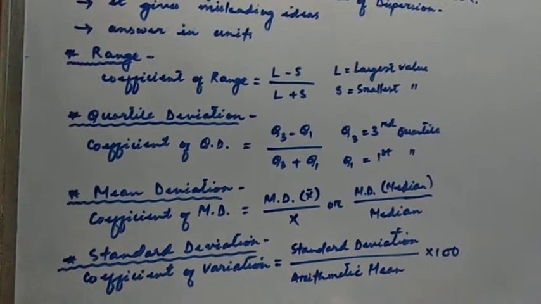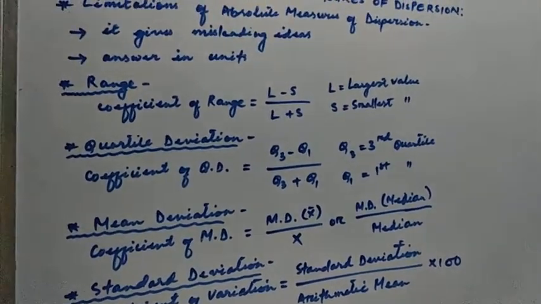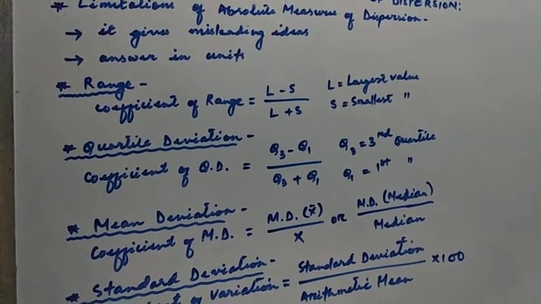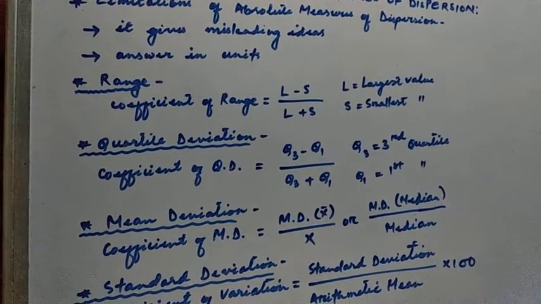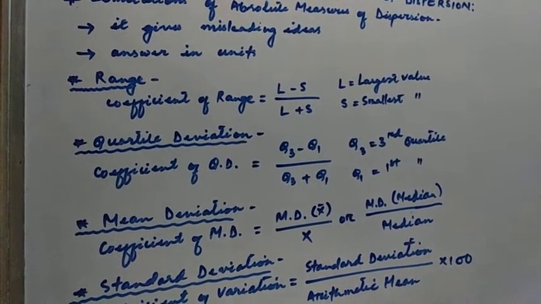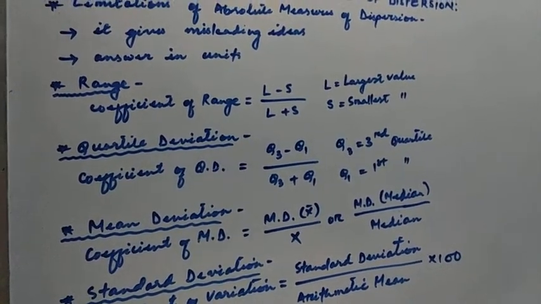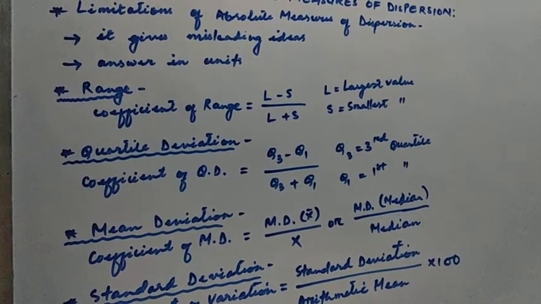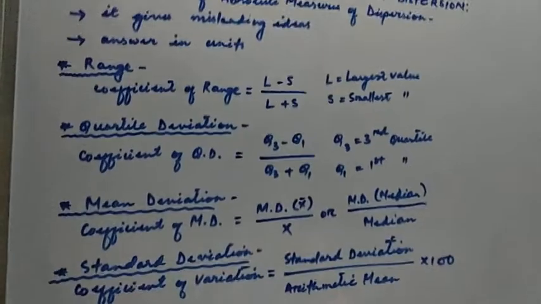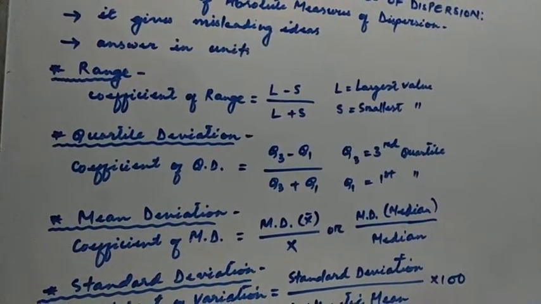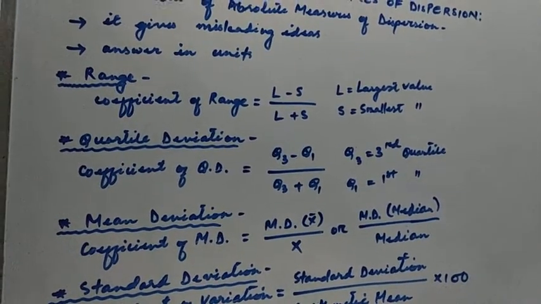So the last topic that is left with us is the Lorenz curve. The measures of dispersion discussed so far only give a numerical value of dispersion. A graphical measure called the Lorenz curve is available for estimating inequalities in distribution. So we shall discuss how to construct the Lorenz curve.